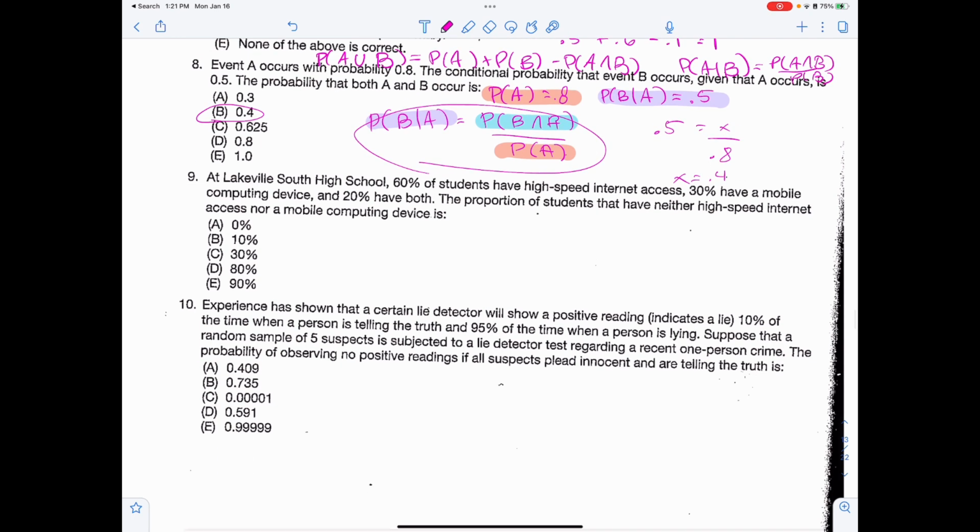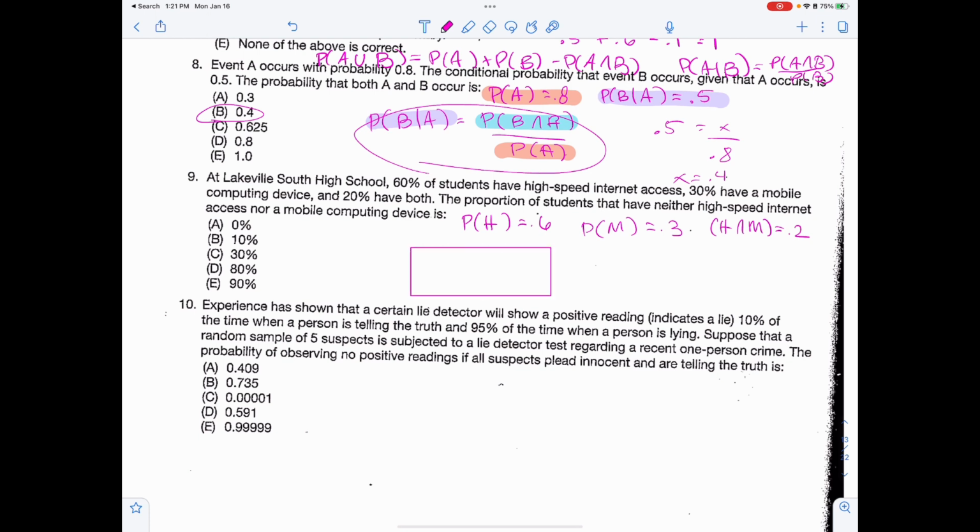At Lakeville South High School, 60% of the students have high-speed internet access, so the probability of high speed, H, is 0.6. The probability that they have mobile computing devices, M, is 0.3. And the probability of H and M is 0.2. The proportion of students that have neither high speed nor mobile devices is what it wants to know.